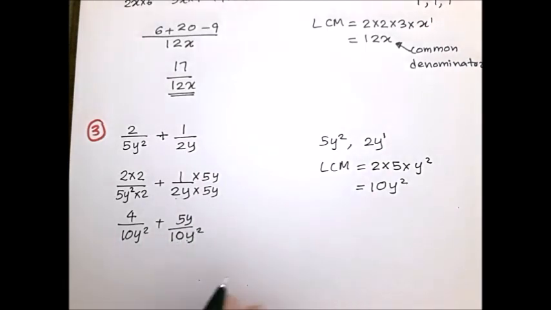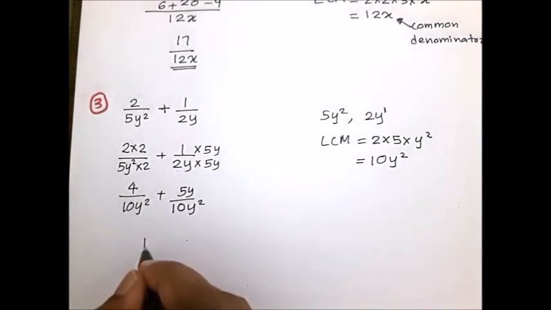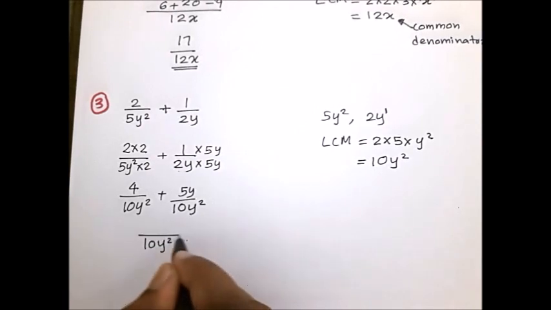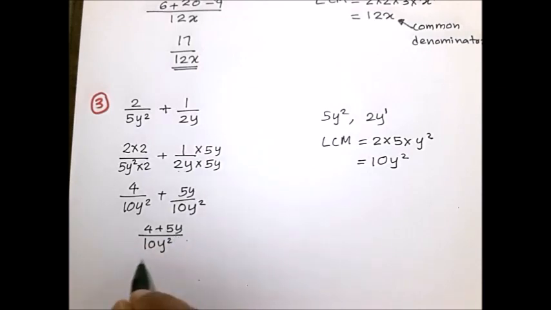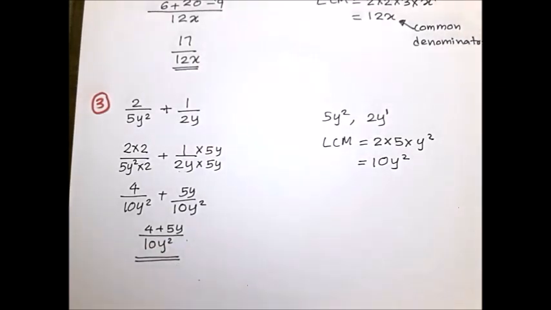Now the common denominator is 10y to the power 2. The numerators are 4 plus 5y. This is the answer for the third example.